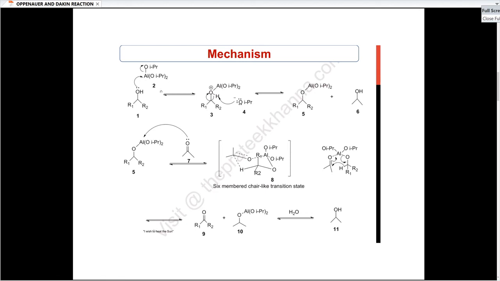So the first step is formation of a coordination complex, and the coordination complex further reacts with acetone to form a six-membered chair-like transition state, wherein the hydride is transferred by the aluminum from the secondary alcohol to the ketone, finally giving you the product.